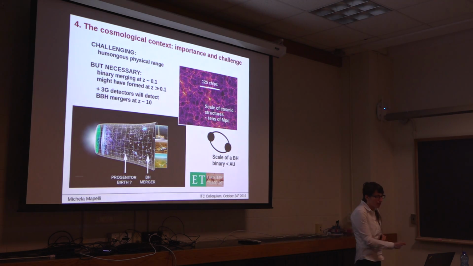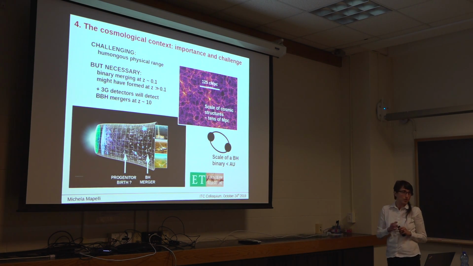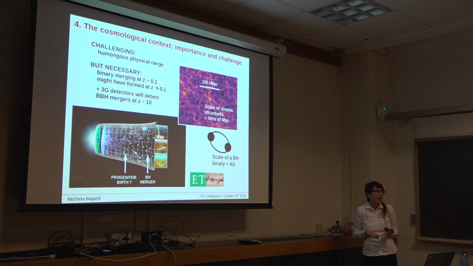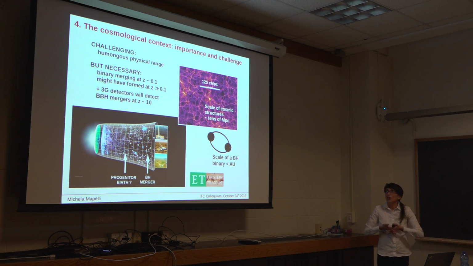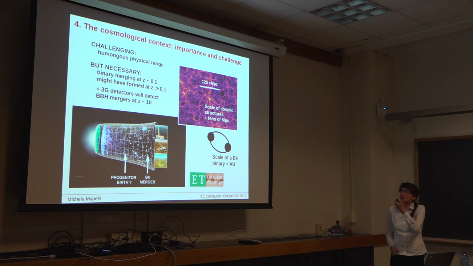But now, in the very few minutes that I have left, I would like at least to mention the importance of cosmology. So, LIGO and Virgo are not going to observe mergers at higher redshift. They will observe merging binary black holes up to redshift 1. But if a binary black hole merges at redshift 1, it means that it may have formed at much higher redshift. So if we want to give a sound astrophysical interpretation of what LIGO and Virgo observe, we need to study the evolution of these systems.